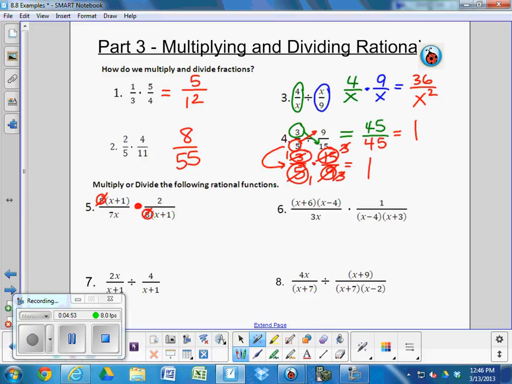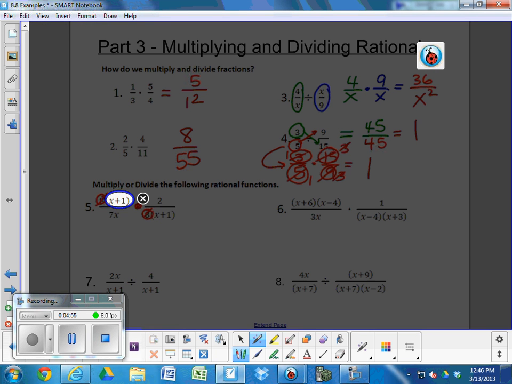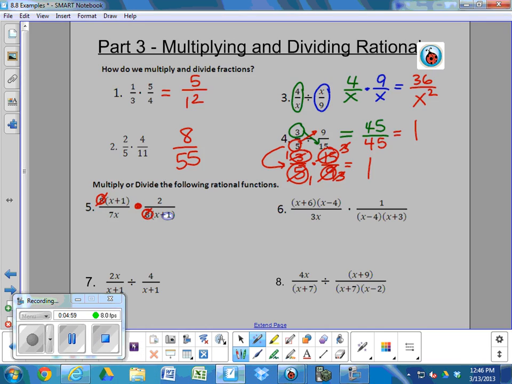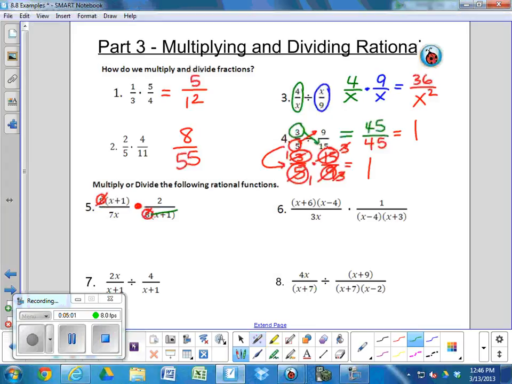But if this entire thing, x plus 1, matches an entire factor on the bottom, x plus 1, then yes, they both completely cancel, and you're left with 2 over 7x, and that's it. Nothing else can cancel or simplify. So at this time, I'm going to set you loose on finishing 6, 7, and 8, and see how you do.